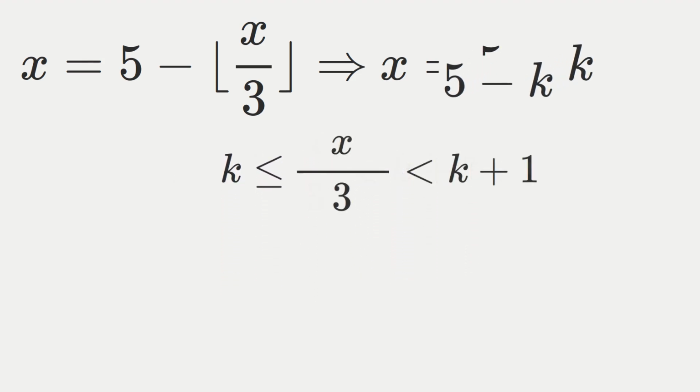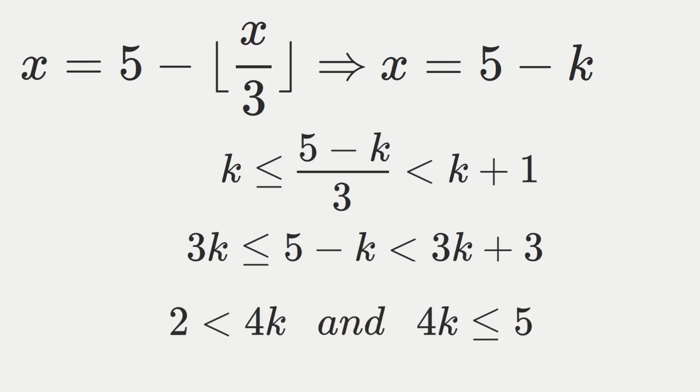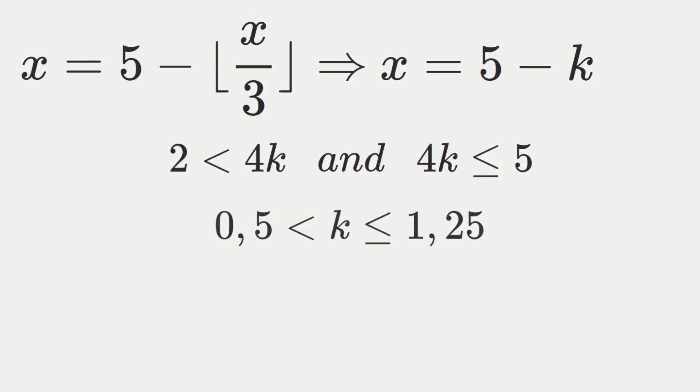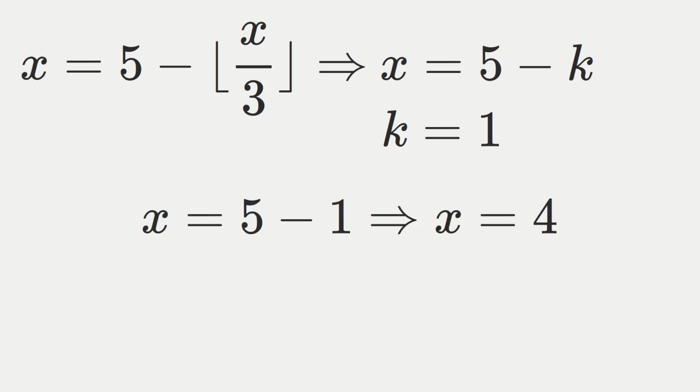Substituting this into the inequality, we get 3k is less than or equal to 5 minus k, which is less than 3k plus 3. Solving this compound inequality, we find that k is greater than 0.5 and less than or equal to 1.25. And since k is an integer, the only option is k equals 1. Finally, substituting k equals 1 back into x equals 5 minus k, we get our solution, x equals 4.